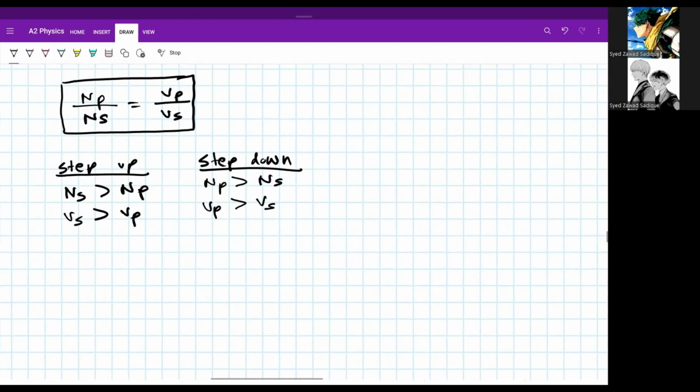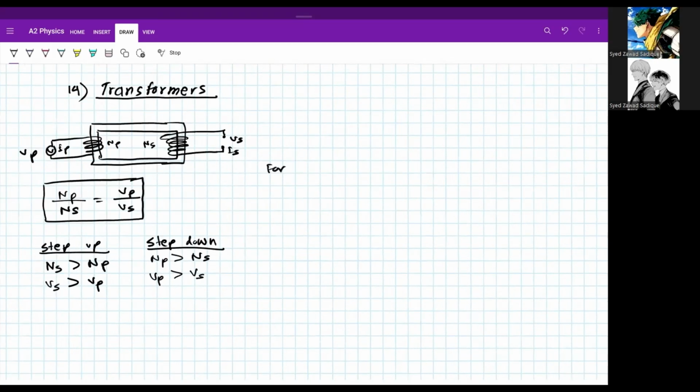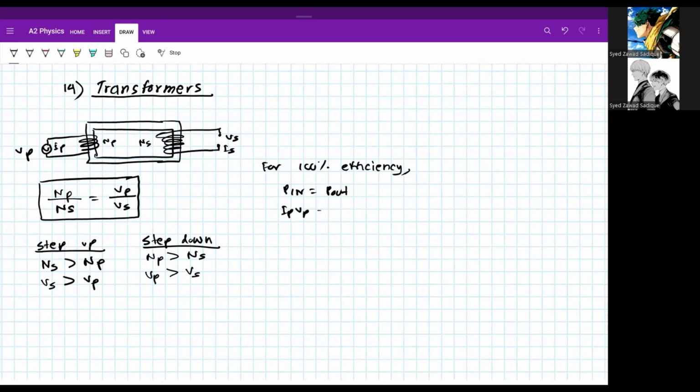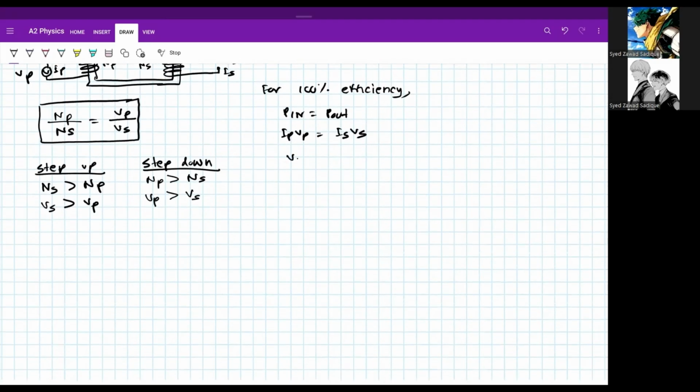And you can say that for 100% efficiency, power in is equal to power out. So IP VP is equal to IS VS. Or in ratio, we can just say VP by VS is equal to IS by IP.